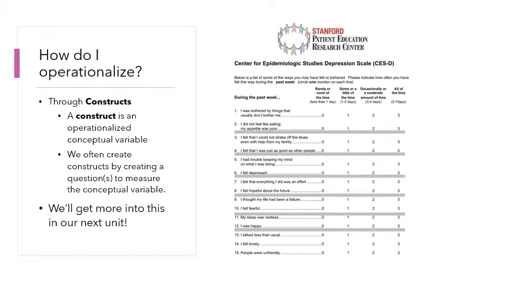As you can see, it asks questions saying something like, during the past week, I was bothered by things that usually don't bother me, and it asks the participant how often they experience these symptoms of depression. And from there, we're trying to actually operationalize this conceptual variable through the construct of depression. So what we do is simply ask questions that are related to that.